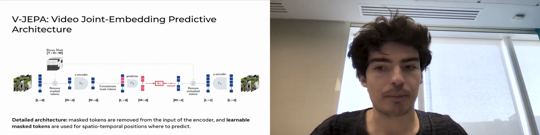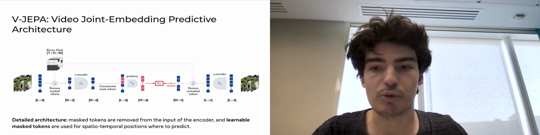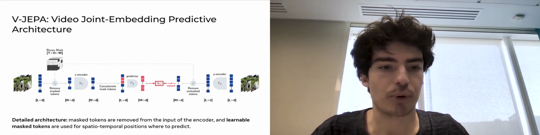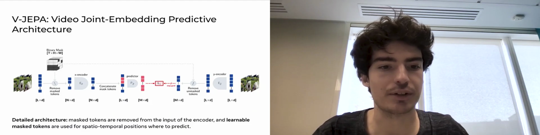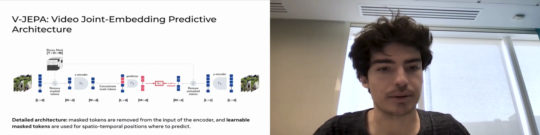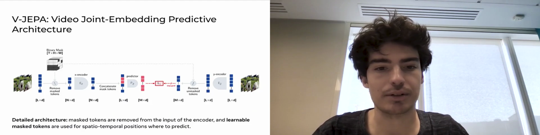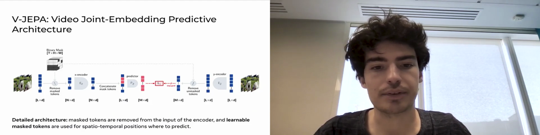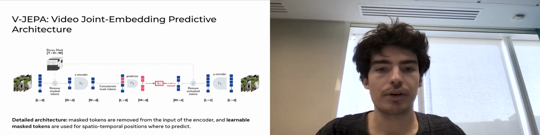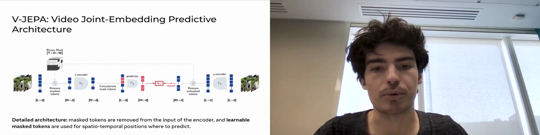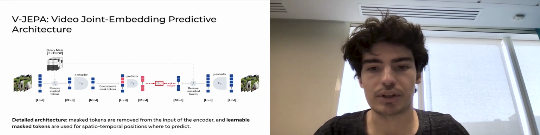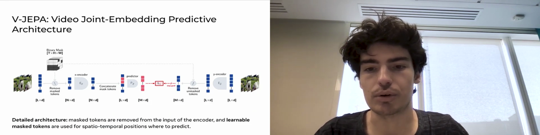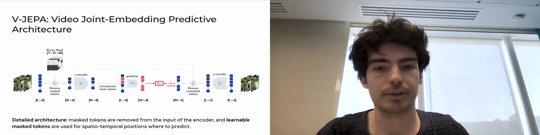Then, once we have a masked version and an unmasked version, in practice, we use transformers, visual transformers with patches. So we remove the masked patches, and we concatenate mask tokens, which constitute the input of the predictor, and use the mask tokens as the predictions that we match to a target that is unmasked.